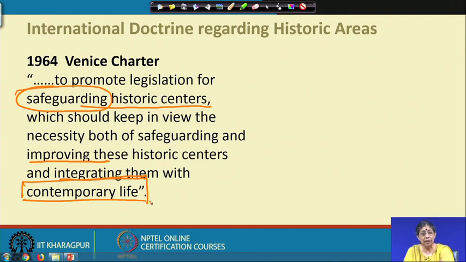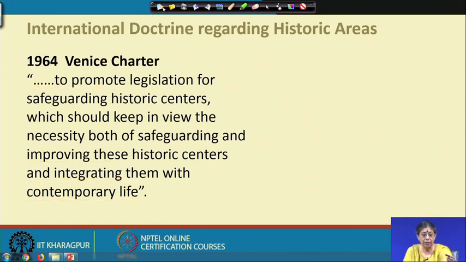How do you keep the relationship of the monuments and the historic fabric which is surrounding the monuments? There may be one monument, several monuments, and the open spaces, the street pattern, activities. There is a lot which can be talked about. So, this was already there in the Venice Charter.